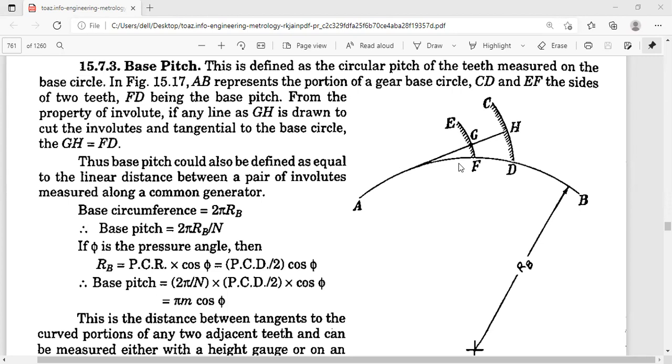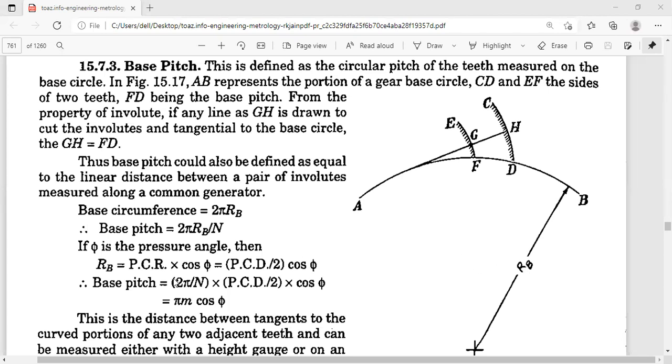Whenever you are trying to take the base pitch into consideration, you have to take it as a ratio of the base circumference by the number of teeth. Same thing is applicable for the circular pitch also. That's the formula. So what is phi? Phi is known as the pressure angle. Two common values of pressure angle are 14.5 degrees and 20 degrees. So what is rb? It is the pitch circle radius into cos phi. But what is pitch circle radius? It is half of the pitch circle diameter.